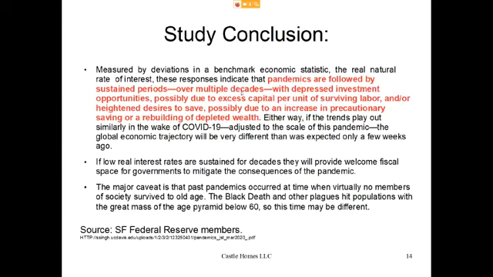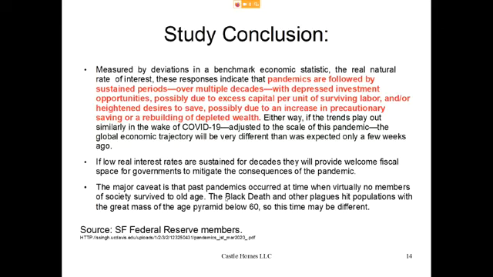And just a couple of conclusions here that they made. Pandemics are followed by sustained periods, talking decades, with depressed investment opportunities, either due to excess capital per unit of surviving labor and/or heightened desires to save, possibly due to an increase in precautionary saving or rebuilding of depleted wealth. If real low rates are sustained for multiple decades, that will be good for governments to mitigate the consequences, because we have to borrow a lot of money to make up for budget gaps. And we're going to talk about budgets later, with local and state and even federal governments.